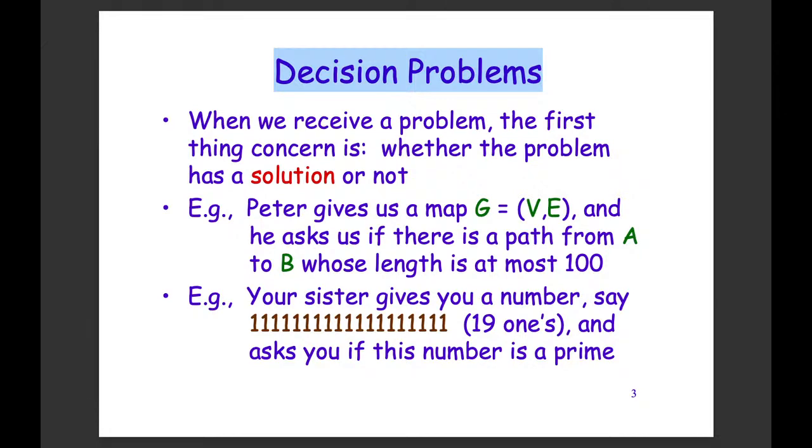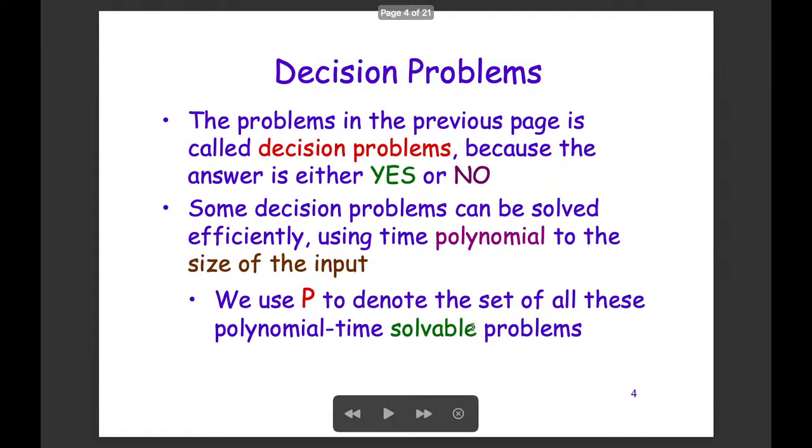So the question here is that given the number n, is it possible to design a polynomial time algorithm to solve this problem? If there is a polynomial time algorithm that can solve this problem, then it is a polynomial time solvable problem. If not, then it's not. Okay. It turns out that this particular problem is a polynomial time solvable problem as well. So your sister's problem is also in P. Okay.